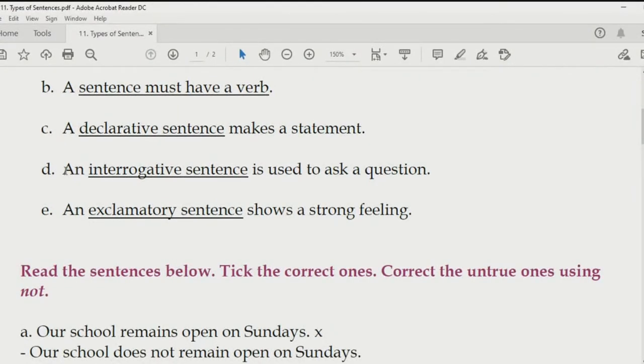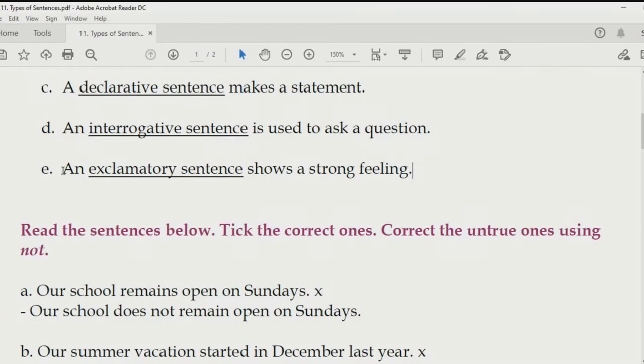Next one, an interrogative sentence is used to ask a question. Interrogative means a question. Next one, an exclamatory sentence shows a strong feeling. This word exclaim, E-X-C-L-A-I-M. Exclaim means to show a strong feeling. Students, please don't get confused when we move on to the exercises. You will get to know what each of these mean.